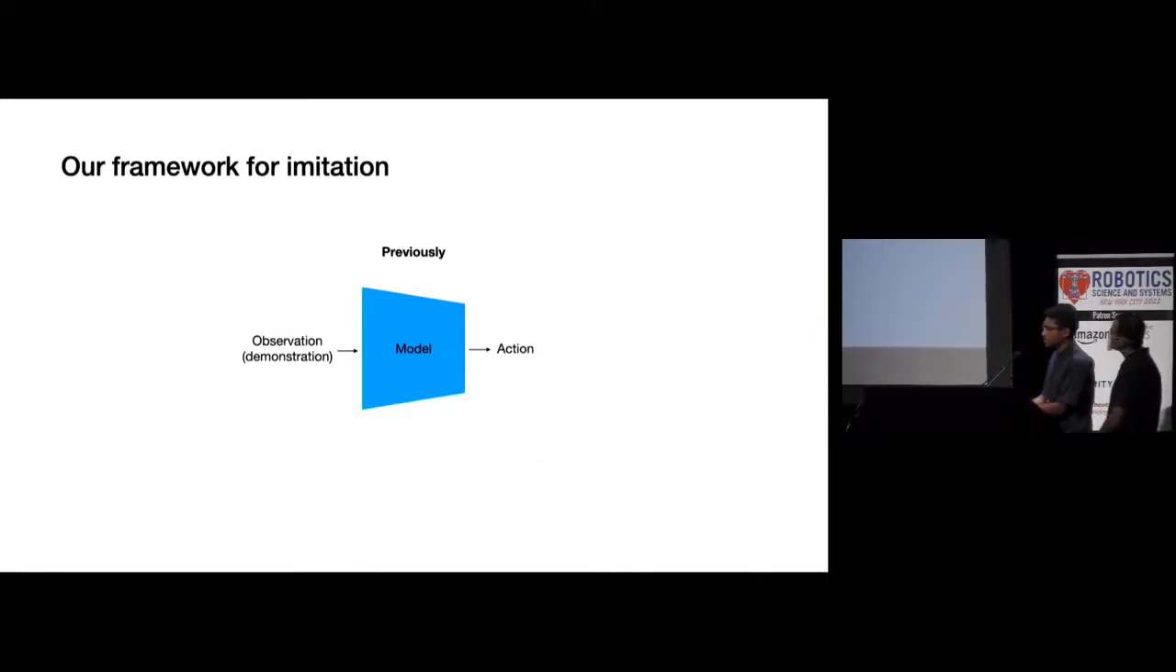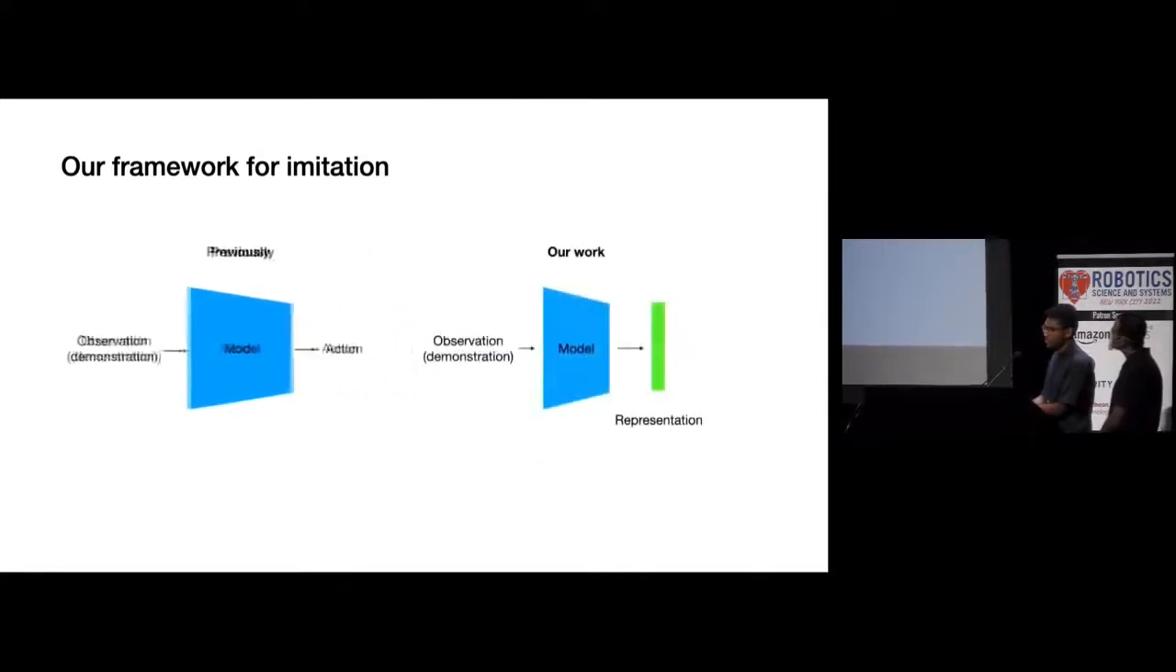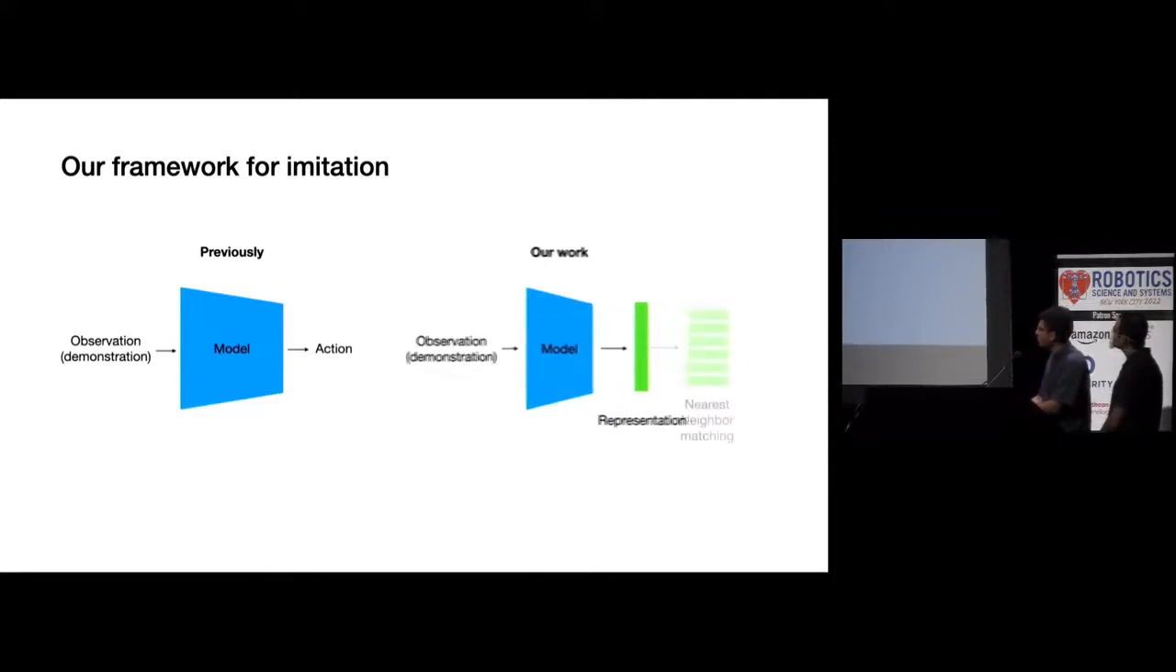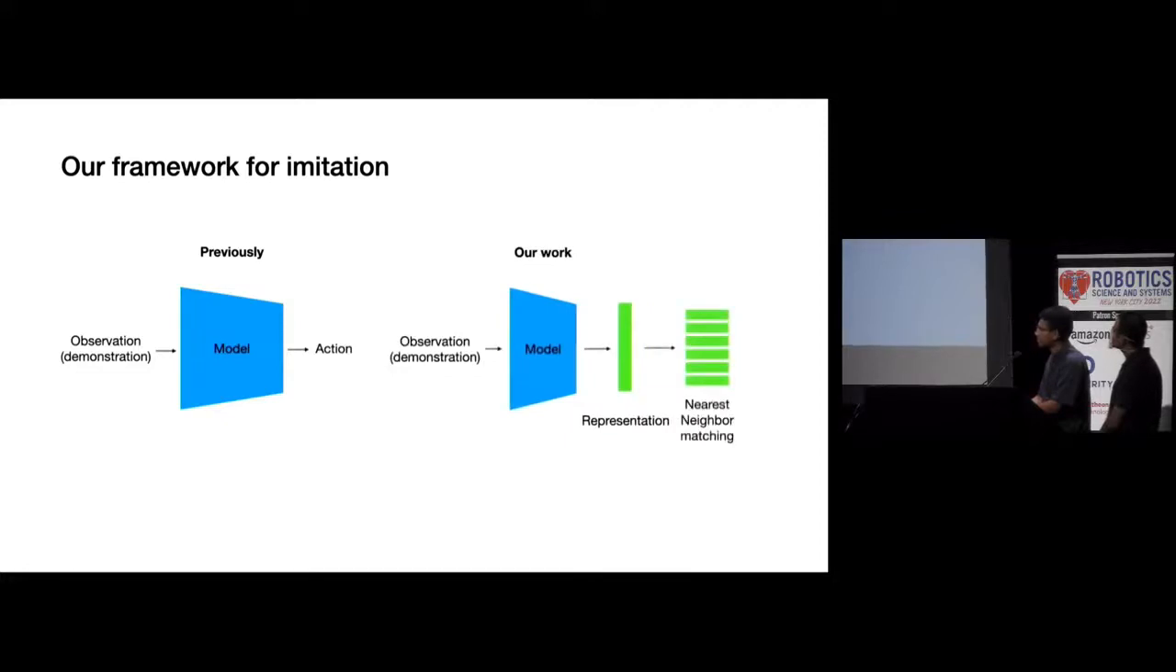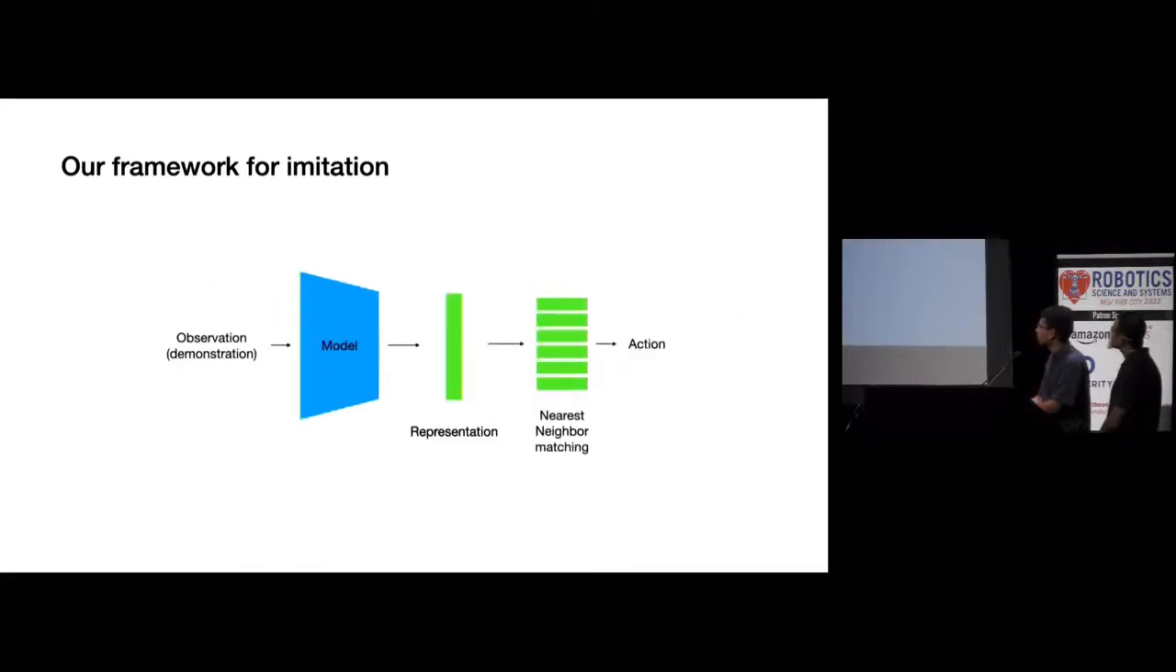Our model can be broken up into two key components. First is a representation model, which is just an encoder that maps images to representations. And this is trained through self-supervision. Then, with this encoder, we freeze it and do simple nearest neighbor matching. And this is how we calculate our action.